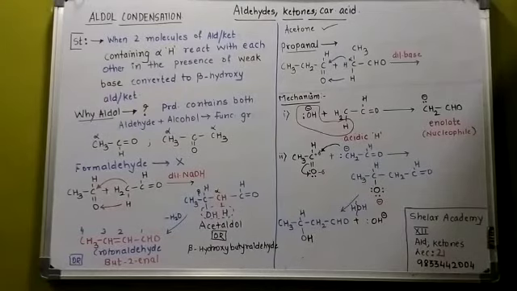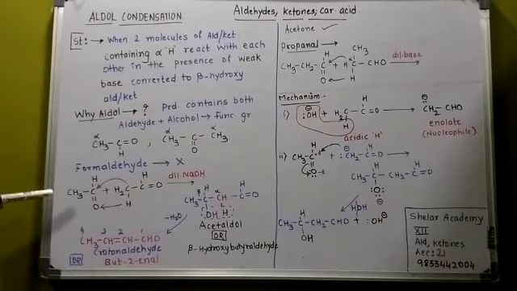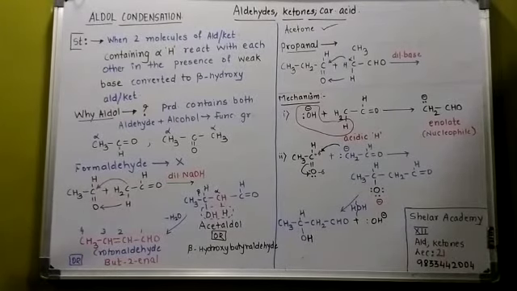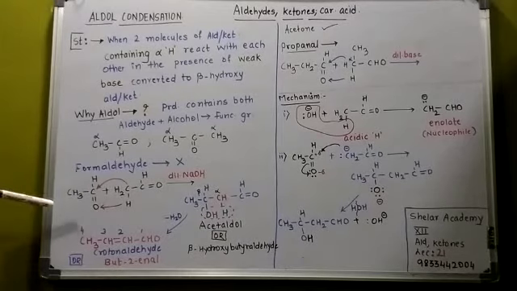So I repeat, when two molecules of an aldehyde or a ketone containing alpha hydrogen react with each other in the presence of a weak base to form the corresponding beta hydroxy aldehydes or ketones. What does it mean? Let us take an example itself. See, the way I have written the reaction, try to write the same in your exam for you to understand the reaction.